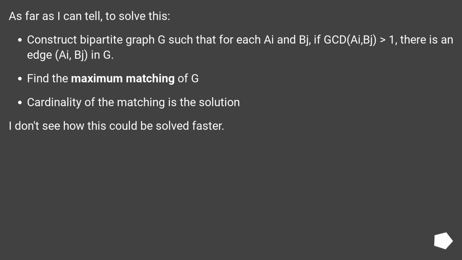As far as I can tell, to solve this, construct a bipartite graph G such that for each Ai and Bj, if GCD(Ai, Bj) is greater than 1, there is an edge (Ai, Bj) in G. Find the maximum matching of G. The cardinality of the matching is the solution. I don't see how this could be solved faster.